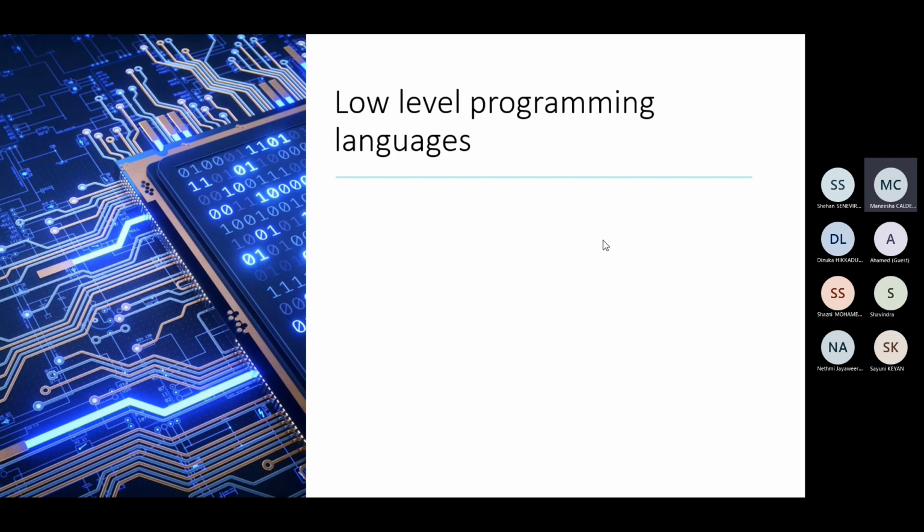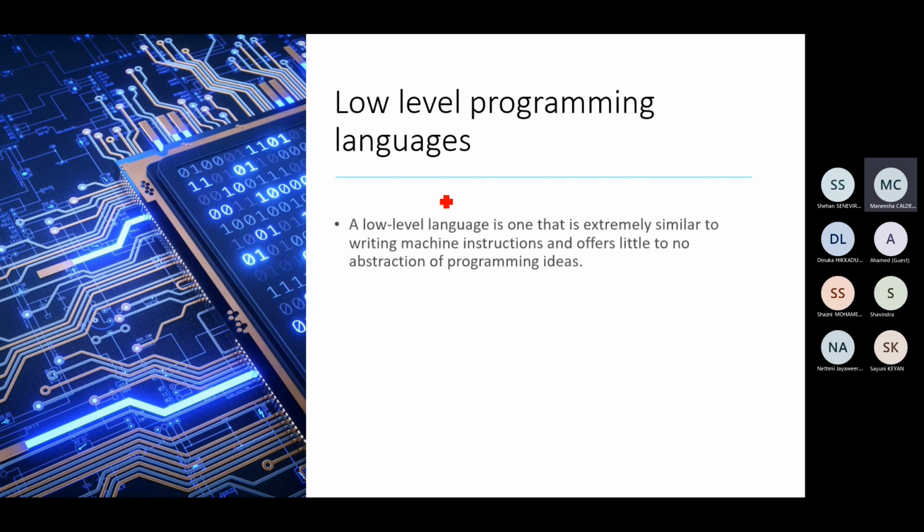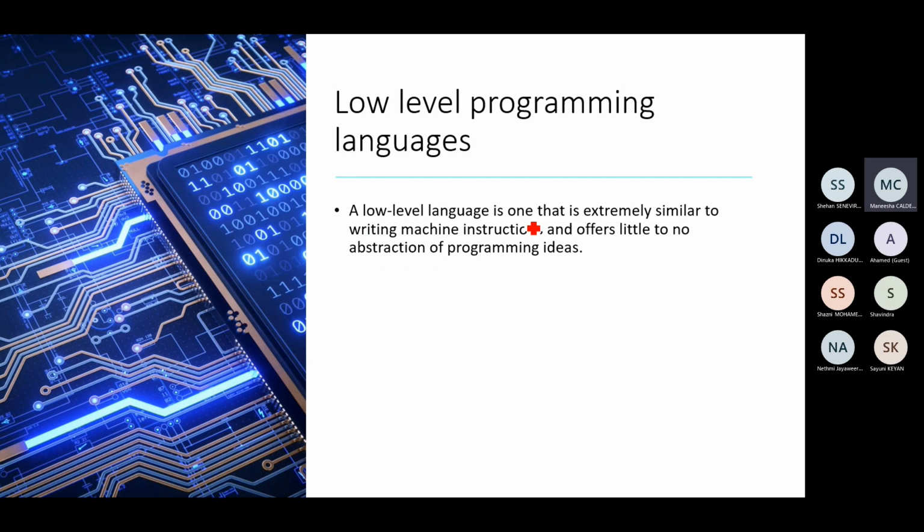No questions. All right. So we'll go through a bit of low-level programming languages at the beginning. A low-level language is one that is extremely similar to writing machine instructions and offers little to no abstraction of programming ideas. So we mainly focus on low-level programming languages, meaning they are much more familiar to the processor. Some examples are assembly and machine code.